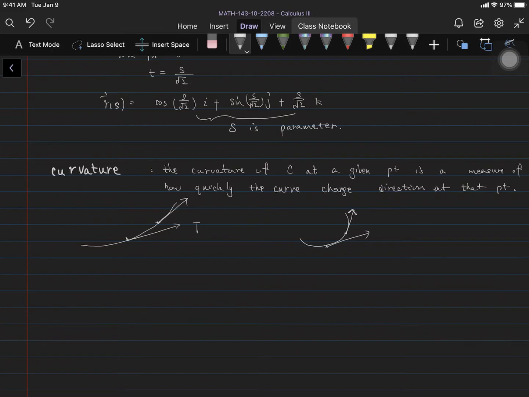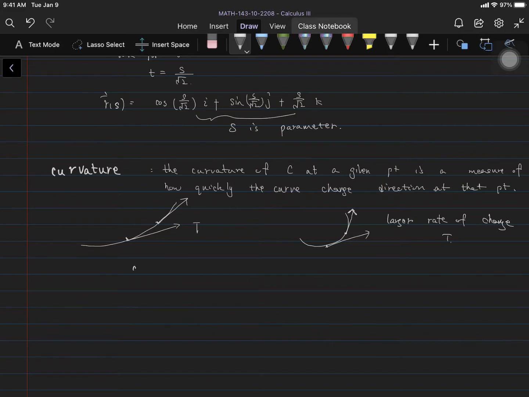So you can see how to tell the curvature. We can find the rate of change of the tangent vector. Here the rate of change is larger, a large change of T, and here it is small, T changes slowly, right? So what's the meaning of curvature?